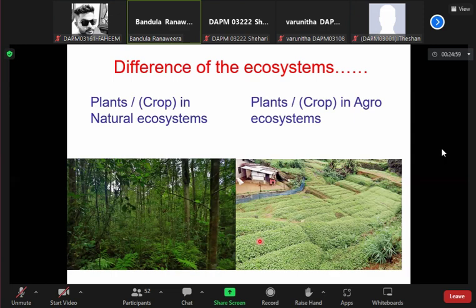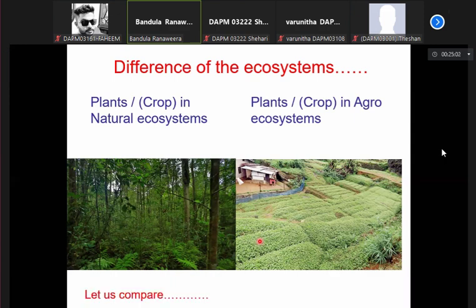So in an agro ecosystem, we are controlling many things. We do irrigation, we change moisture content, we sometimes provide artificial lighting, and we provide artificial aeration and nutrients. So many things we do by our effort, but that is not available in a natural ecosystem. The previous comment was that in a natural ecosystem it is a natural community, and here it is an artificial community.